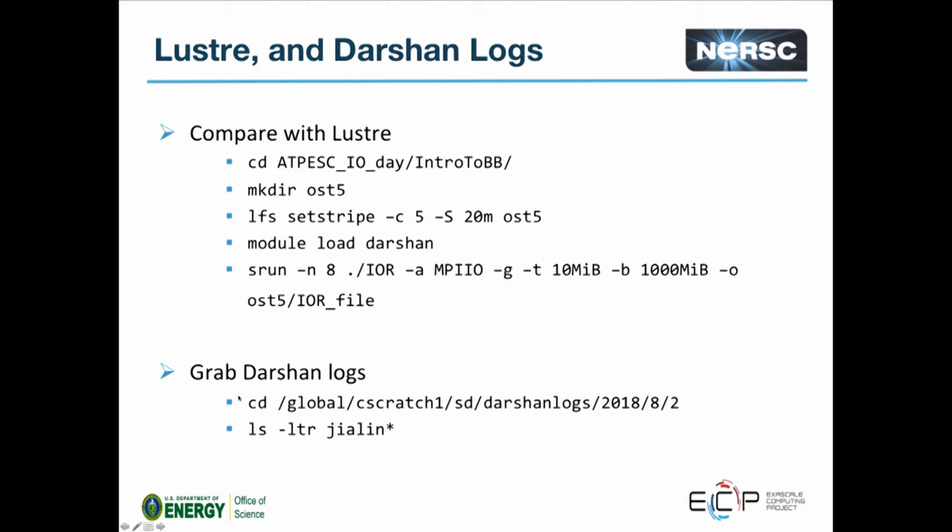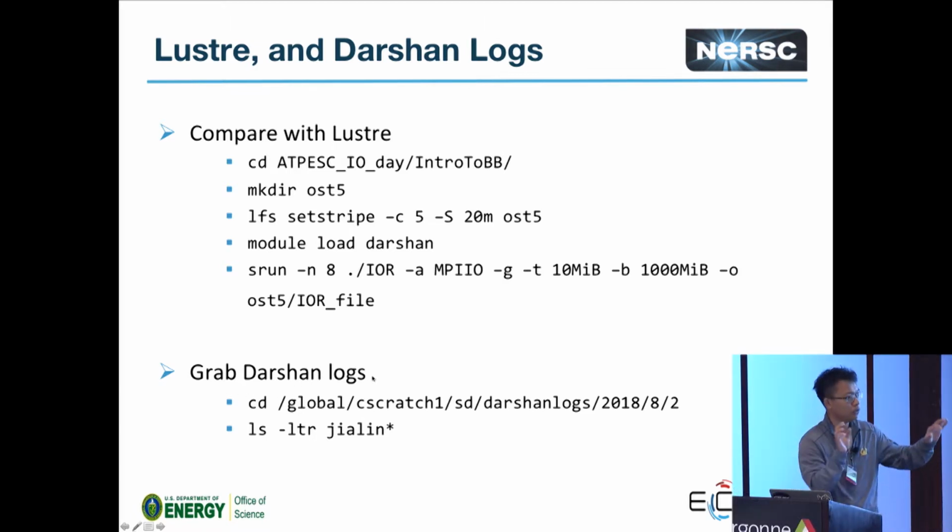And you could also grab all the Darshan logs for the 2 jobs you just submitted, one on burst buffer, one on Lustre. The logs are located at global cscratch SD/Darshan logs, and then the date of today should be changed to 3 here. There will be a lot of logs, so just find your own log. The log's file name starts with your username.